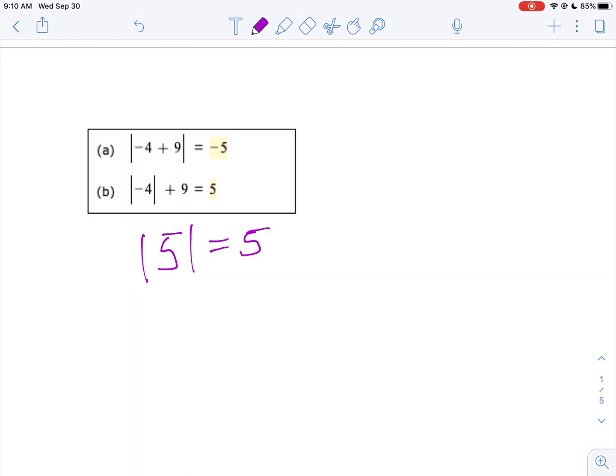Now in the next one, let me switch colors here so we can talk about the difference. What's the absolute value of negative 4? Because now we want to take the absolute value first. Well, the absolute value of negative 4 is 4. So you get 4 plus 9 would be 13. And that's what we needed for an answer there.